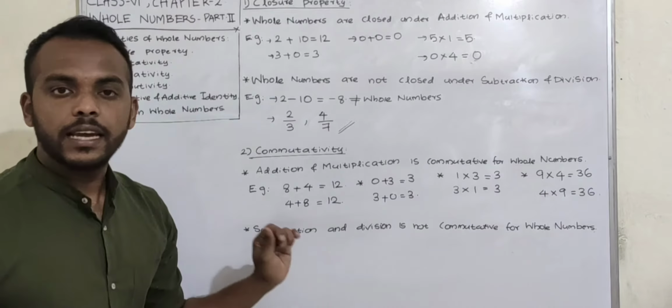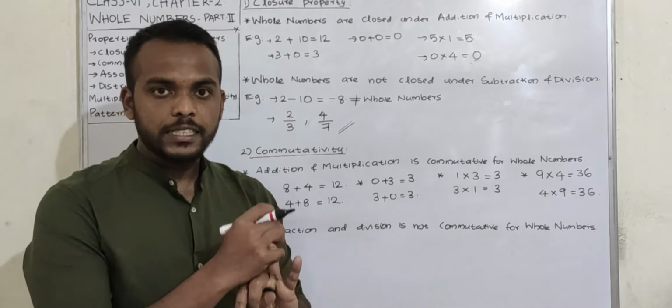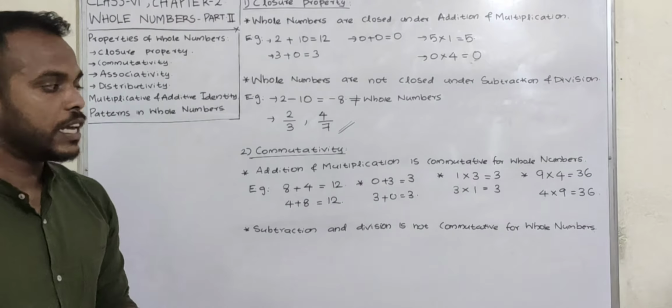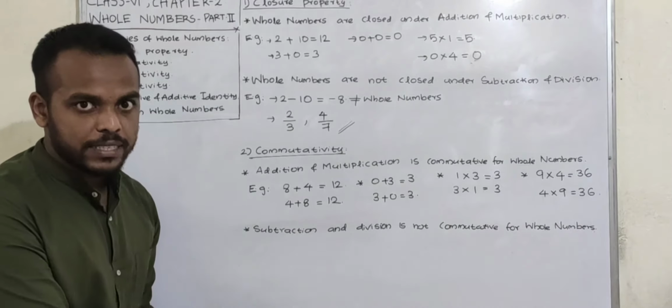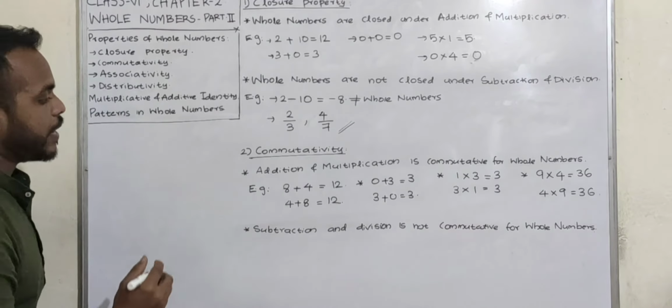Now let's see the case of subtraction and division. Check whether it is commutative or not. If you can do it, then do it by yourself. Pause the video, try to do it by yourself, then watch the video again. Anyway, I am going to continue.